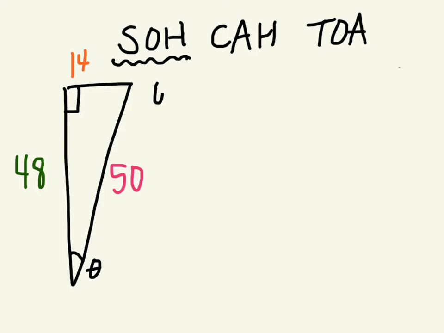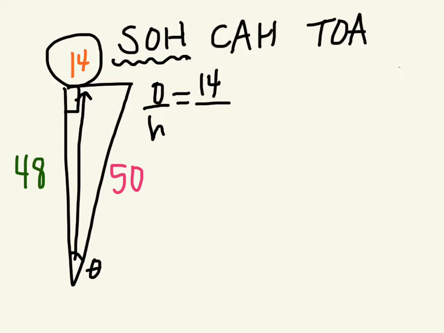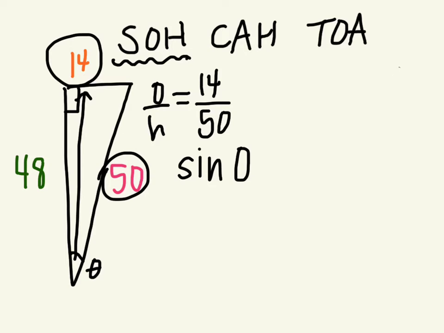So sine is the opposite over the hypotenuse. From theta, the opposite side value is 14, so the ratio would be 14 over the hypotenuse, which, as always, is 50. It doesn't change which angle you're looking at. So the ratio of sine is 14 over 50, and the sine of theta would be the ratio 14 out of 50.